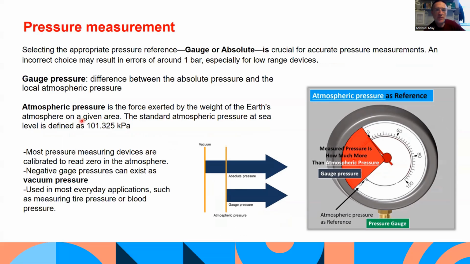Gauge pressure is the difference between the absolute pressure and the local atmospheric pressure. Atmospheric pressure is the force exerted by the weight of the Earth's atmosphere at a given area. The standard atmospheric pressure at sea level is defined as 101.325 kilopascals. Most pressure measuring devices are calibrated to read zero in the atmosphere. Negative gauge pressures can exist, and this is called vacuum pressure, used in most everyday applications, such as measuring tire pressure, blood pressure, and so on.